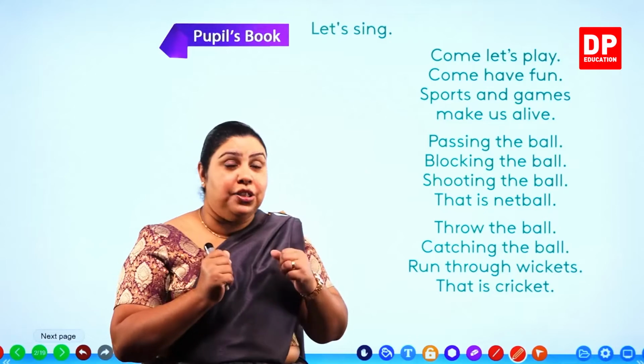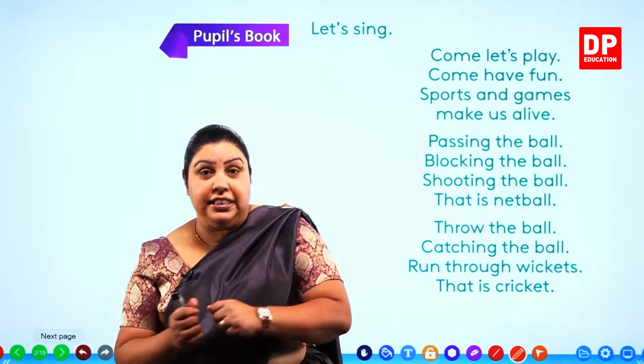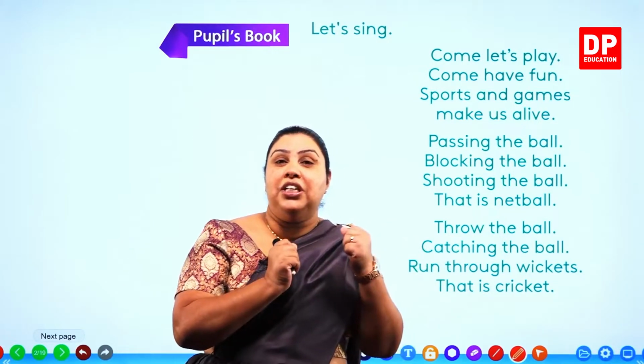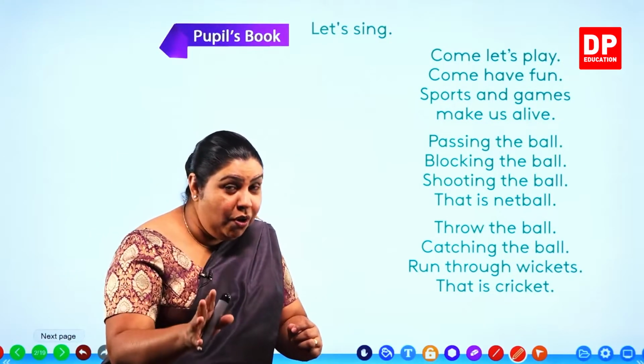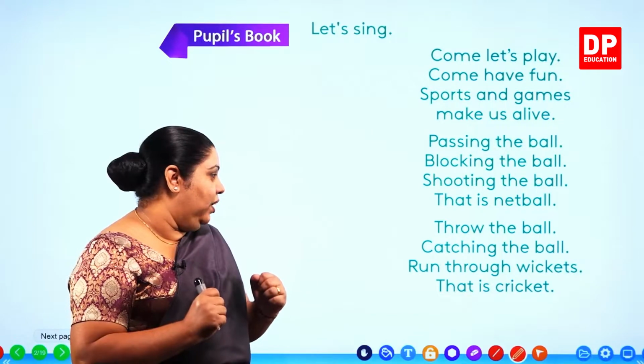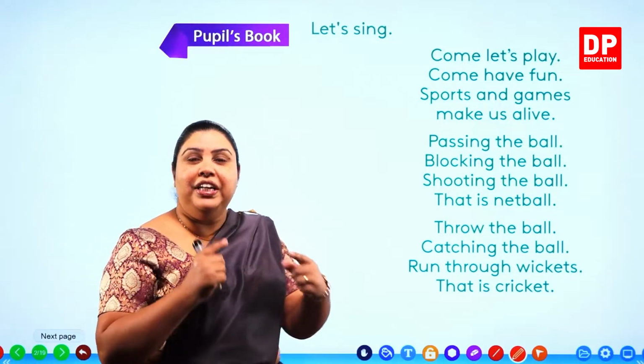Right. So you catch the ball. When the player hits the ball, you somehow or other try to catch it and then that person will be out. Right? So you throw the ball, then you try to catch the ball. Run through wickets.